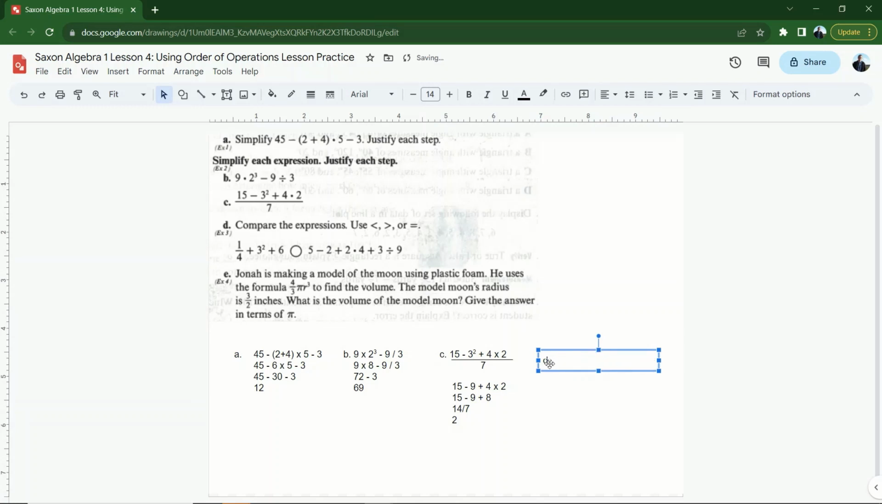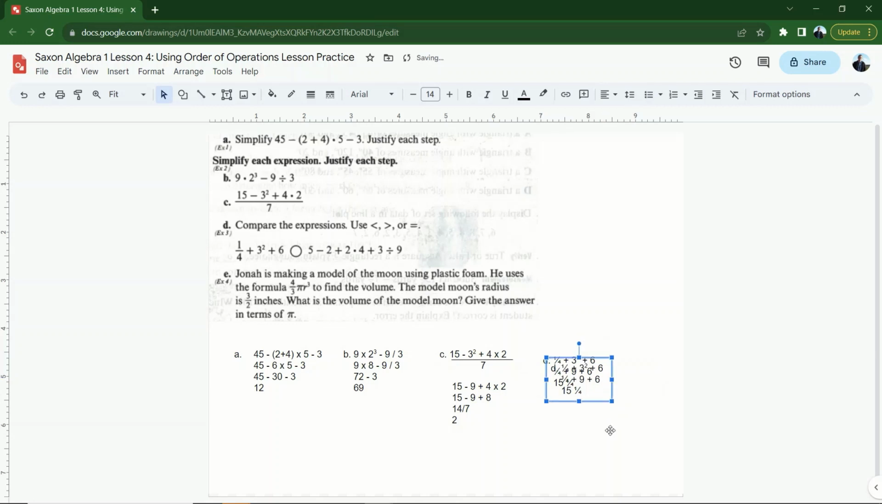I need to work the expression on the left and then the expression on the right to figure out which one's greater or less. So this is going to be 1/4 plus 3 squared plus 6. Okay, and let me make that squared. I'm going to simplify this and make it 1/4 plus 9 plus 6. And this is going to come out to be 15 1/4 when I add that all together. So 15 1/4, how is that going to compare to the expression on the right?